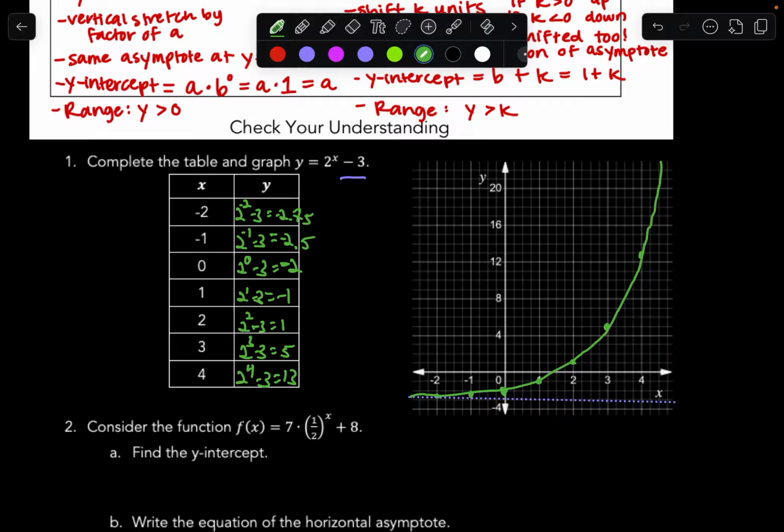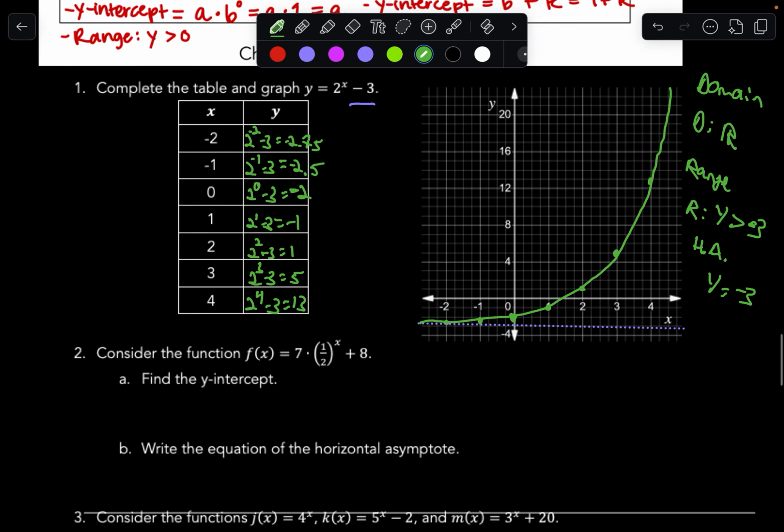Just to let you know, the domain for this is all real numbers. X can be every number in the book. The range is going to be y is greater than negative 3, because negative 3 is a horizontal asymptote. And the horizontal asymptote for this is y equals negative 3. All right, there you go.